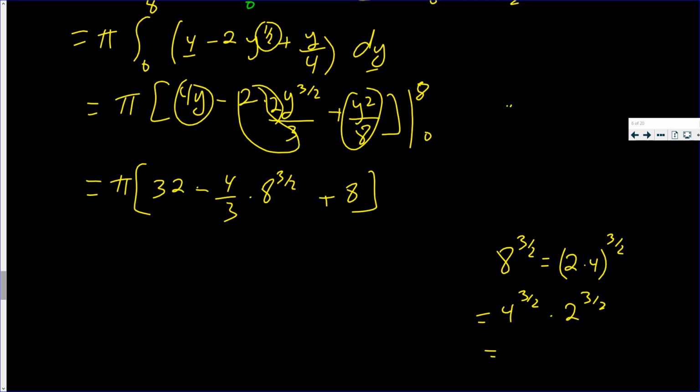Something's bothering me here. 4 times 2. Okay. And you have to cube that. So you get square root of 2 times square root of 2. Well, that's 2, times 8 is 16, times the last square root of 2. So this piece here becomes 16 square root of 2's. Alright, so we're almost done. You have pi times 32 plus 8 is 40, minus 4 times 16 is 64 square root of 2 over 3. And that's the volume if you rotate about the y-axis, part B.